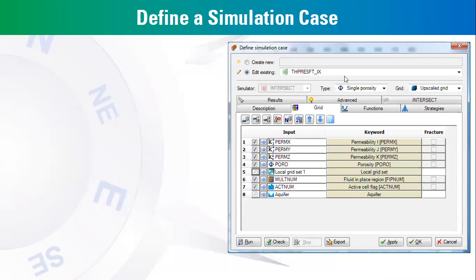So this is a snapshot of how to define a simulation case in this window. As you can see, we have different tabs related to the different data required. The first tab, which is the most important, the grid tab, we will define the minimum data required in this tab, which is the 3D grid parameters, specifically porosity and directional permeabilities.